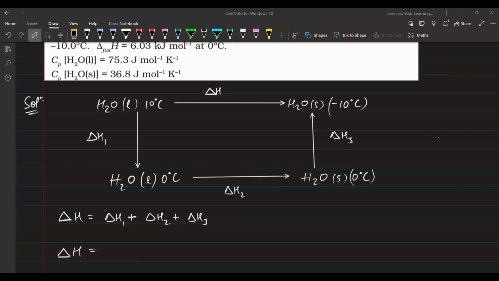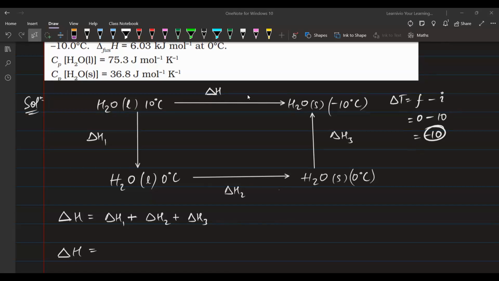Why minus 10? Delta T will be equal to final minus initial, right? Sure? Yes, sir. What is the final? 0 degrees. Minus, what is the initial? 10 degrees Celsius. So it will be what? Minus 10. Does it make sense? Minus 10 Kelvin will be the change.